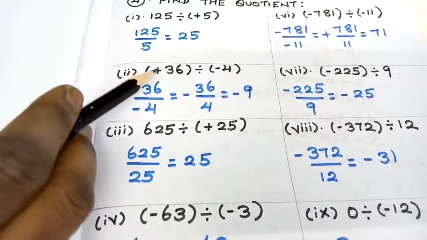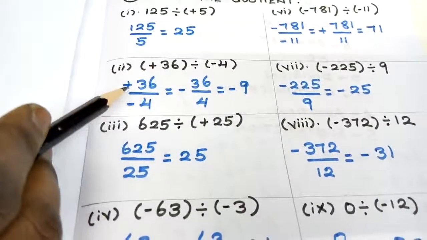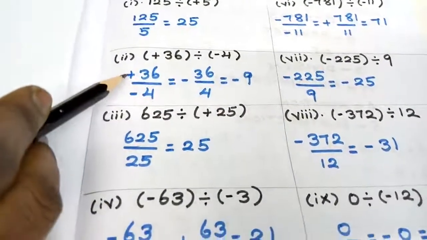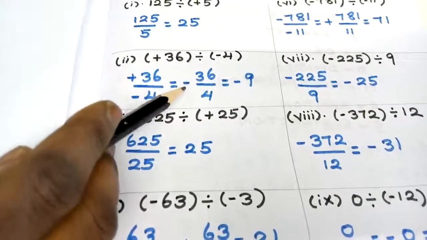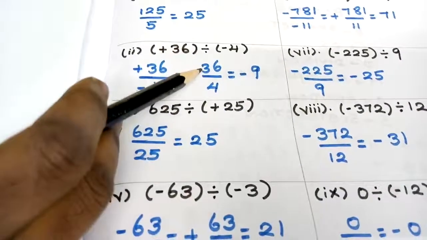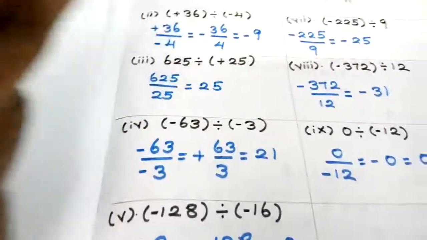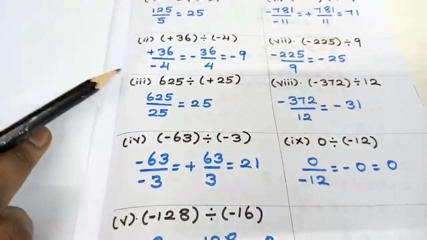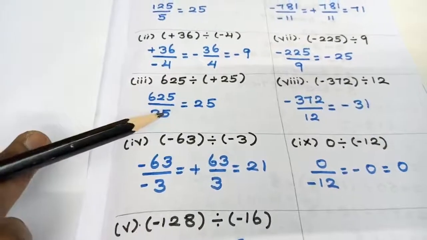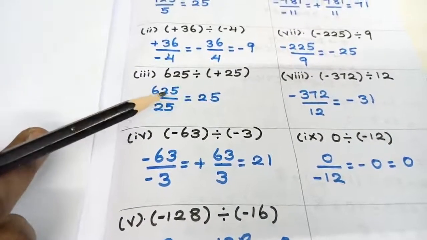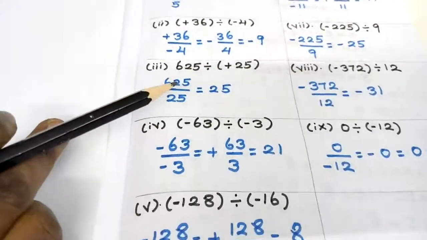Second question, plus 36 divided by minus 4. Plus into minus, minus I am writing in the middle, students. 36 by 4, after dividing you will get the answer as minus 9. Similarly for all these calculations you are going to try the calculation. You will easily find out the method of how to do it properly.